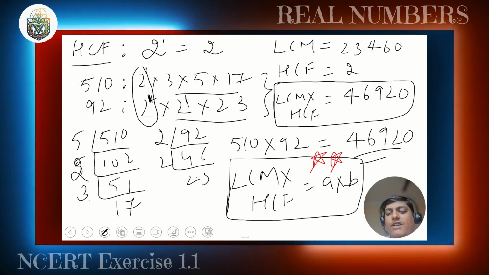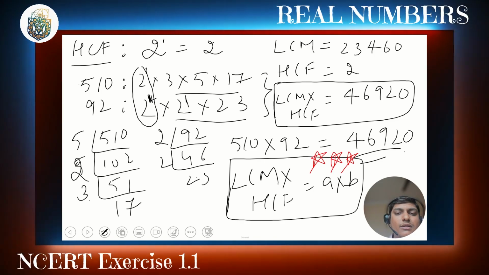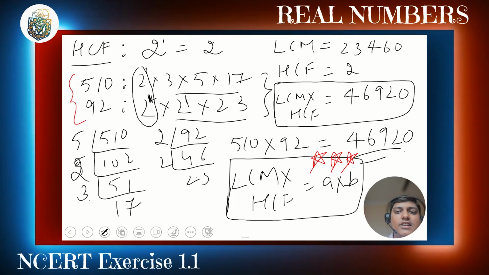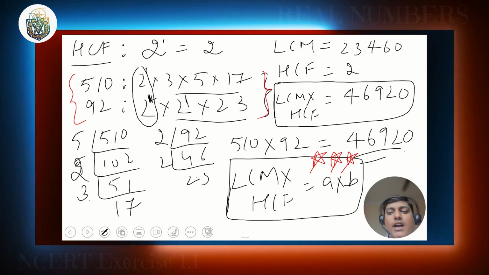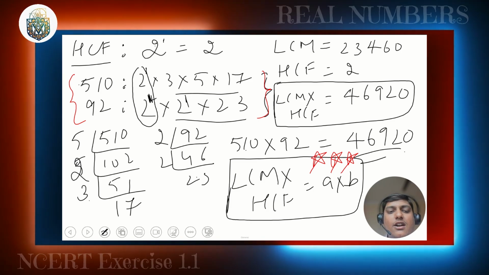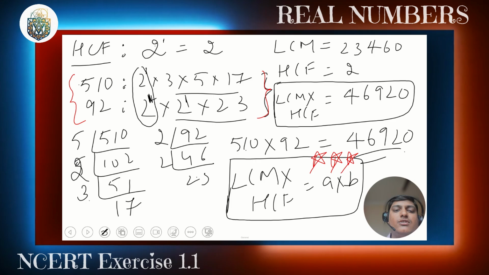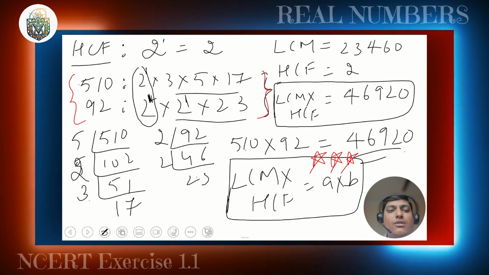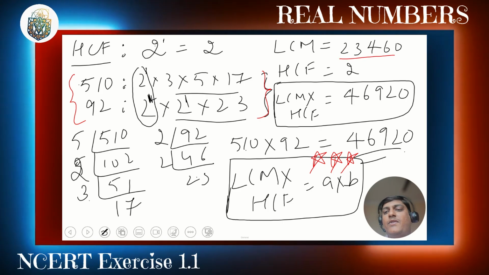So what we did is basically you have to take two numbers, then do the prime factorization, then find the LCM. For LCM you have to take all the prime factors and take the highest powers, then the product gives me the LCM.